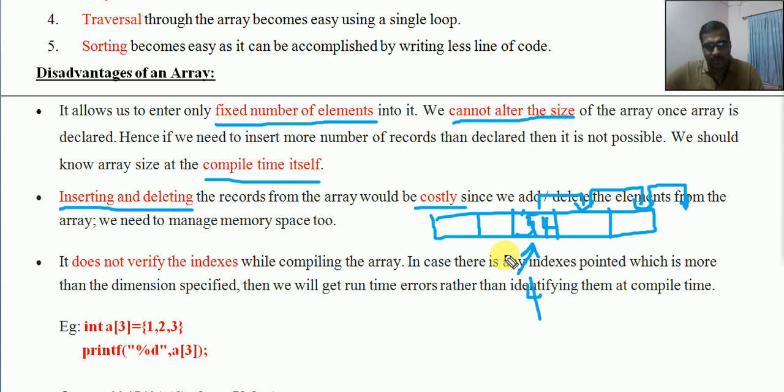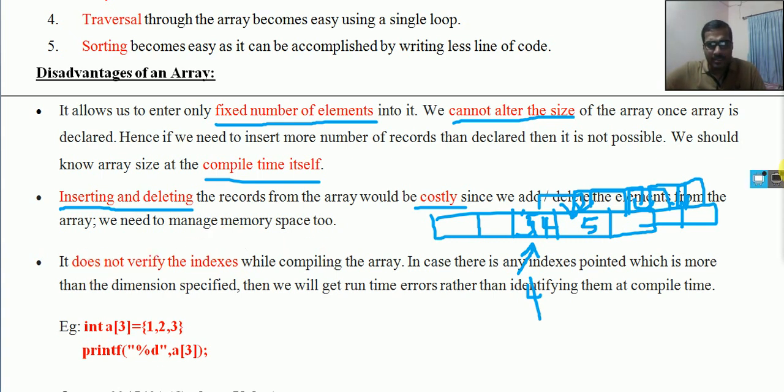And deletion also. If I want to delete an element, for example this element 5, what do we need to do? I cannot simply delete the element at this location. So the next element must come here. Similarly, if you have some other elements later, all those elements must be shifted into the previous locations. So that is also a costly task. So the second disadvantage is that insertion as well as deletion of elements in the array is a costly task.